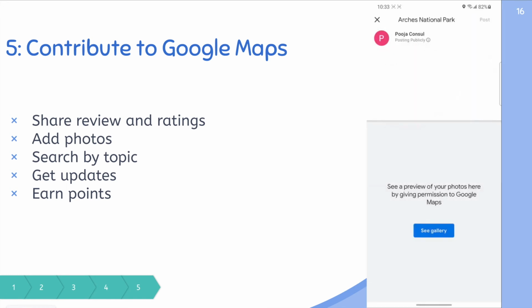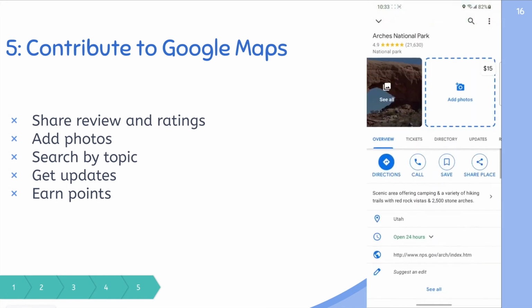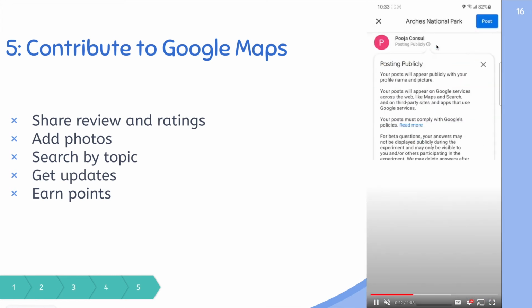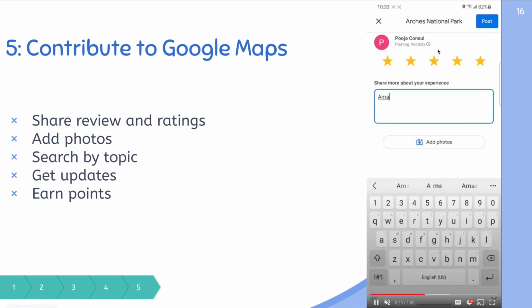तो अगर आप access देते हैं Google Maps को, Google को, तो आप photos भी upload कर सकते हैं. You can select on reviews and give like ratings or written reviews. Note that these reviews will be public, so कोई भी आपके नाम से review search कर सकता है and they'll know कि आपने ये review लिखा है. So I went to Arches National Park recently. I found this place really awesome.